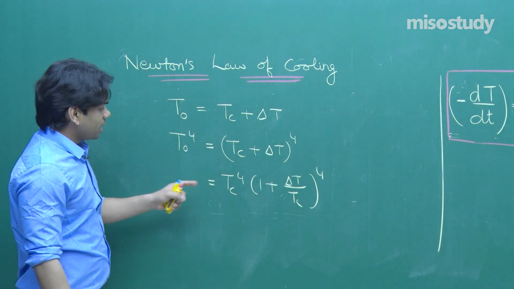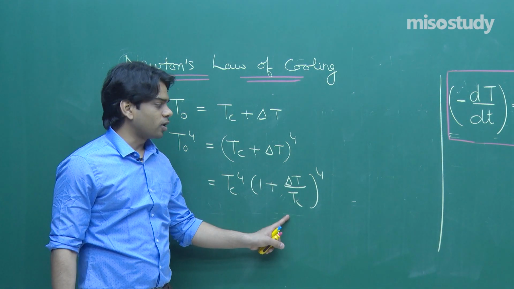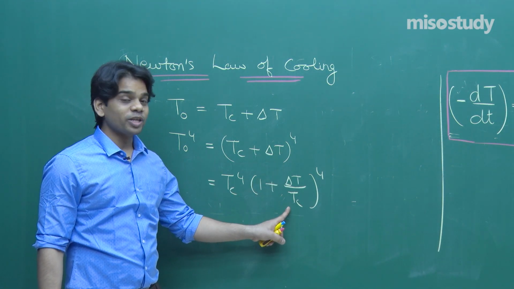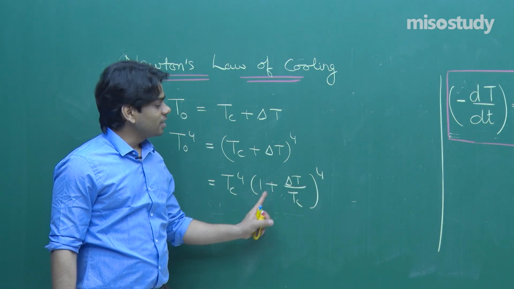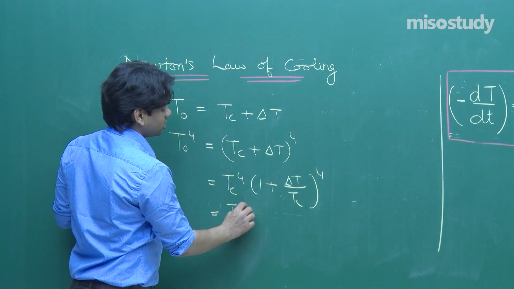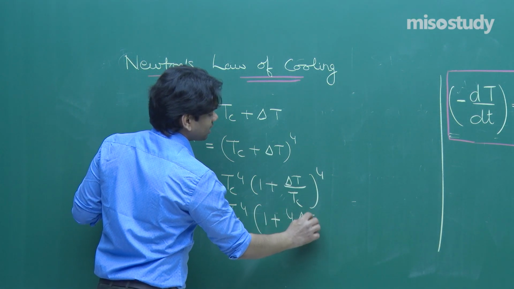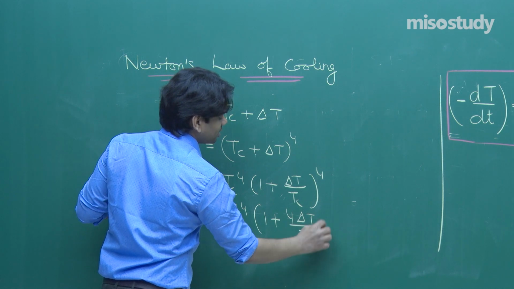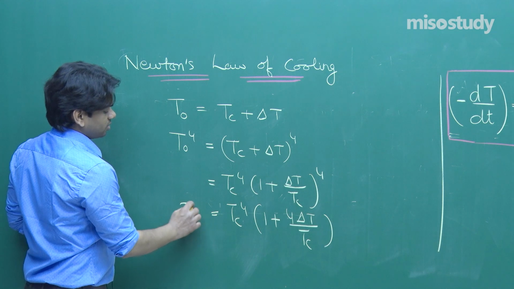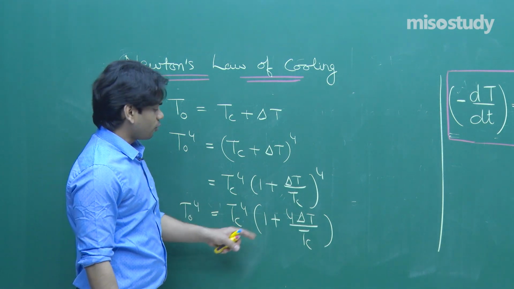Not a big problem. Now from the binomial expression, we know that this term will be very small. Delta T is already very small, so delta T by Tc will be very small compared to 1. So we can use the binomial expression. So we can write this as Tc power 4 times (1 plus 4 delta T divided by Tc). This is what we are going to obtain. This is T naught power 4. Multiply Tc power 4 inside.